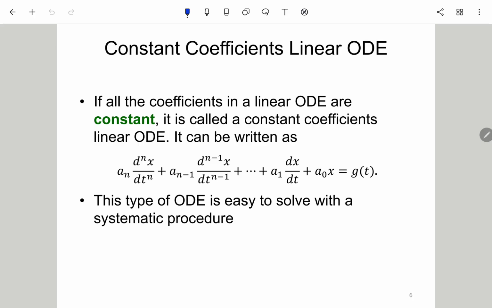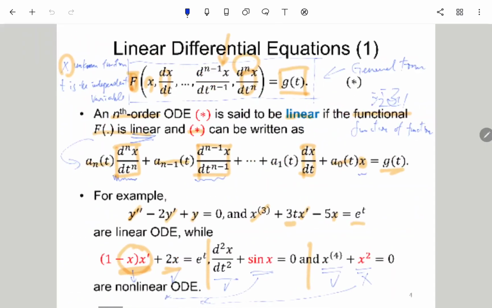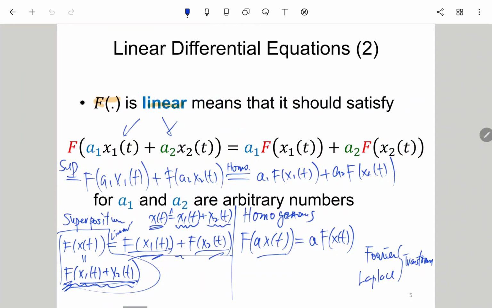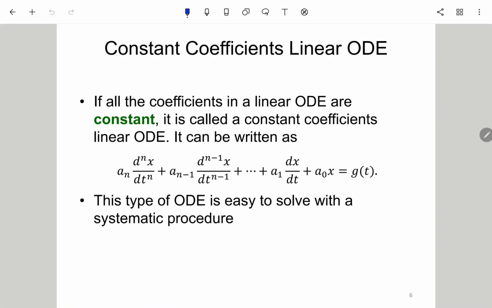Okay, so here we talk about the constant coefficient linear ODE. Which means that just now, when we talked about the linear ODE, all the coefficients can be functions of time. In that case, this is not easy to solve yet. So if we have a constant coefficient linear ODE, it means that all the coefficients in a linear ODE are constant: an is just a constant, an minus 1 is just a constant, all the way down to a0 is just a constant.